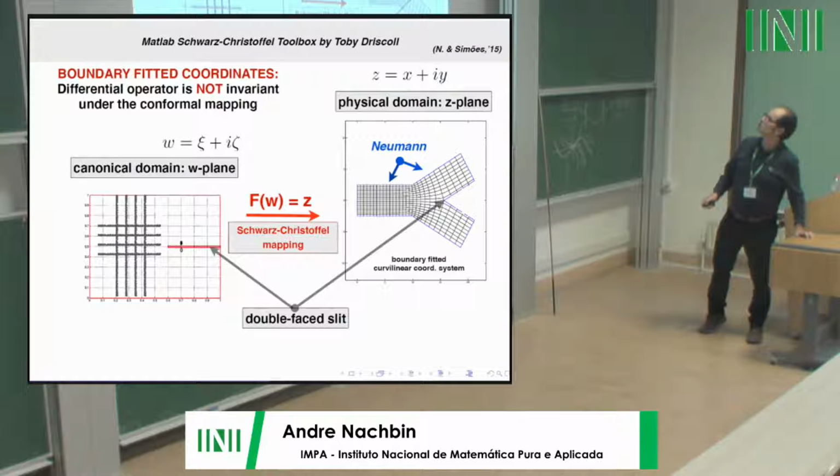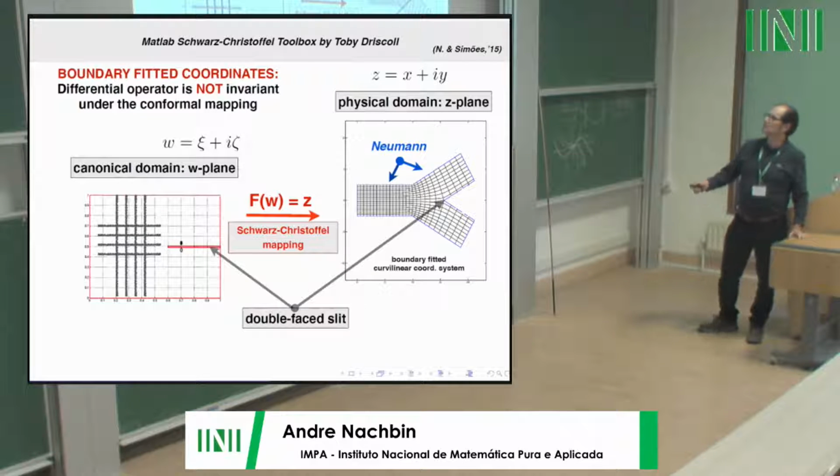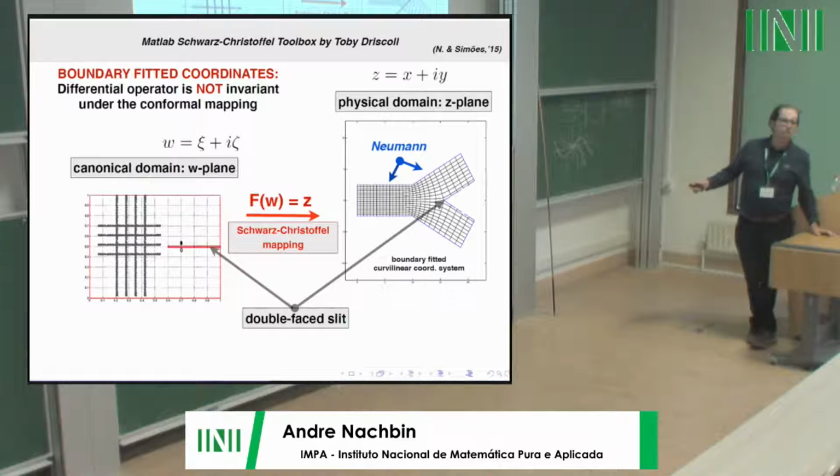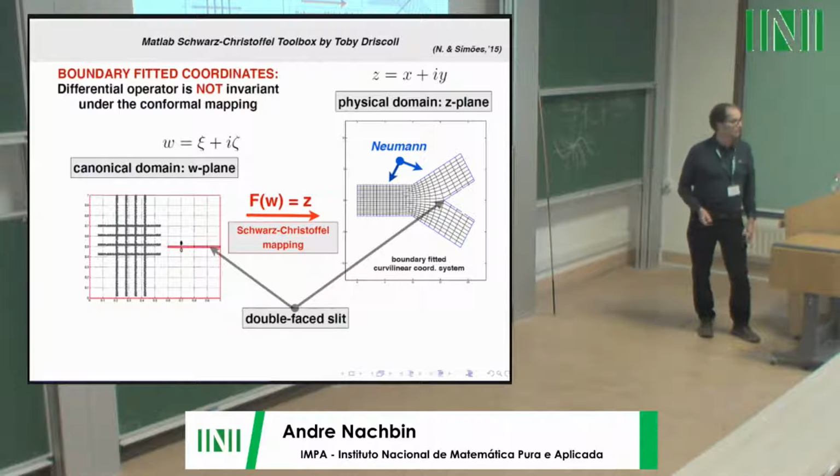Let's see if there's anything else that I want to say. No. So basically the mapping is, if you do the Schwarz-Christoffel mapping, it goes from the canonical domain to the physical domain, and here's my curvilinear orthogonal coordinate system, boundary fitted, very convenient for the problem.